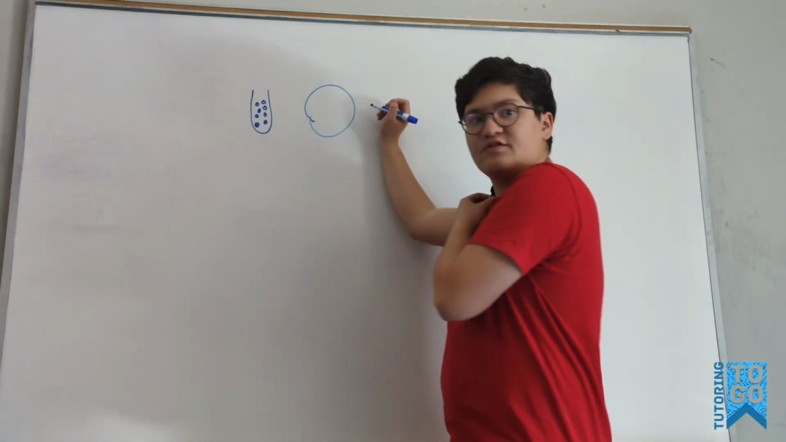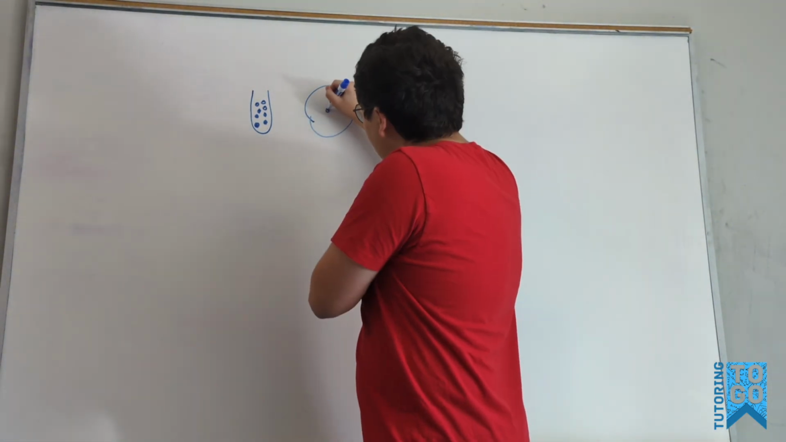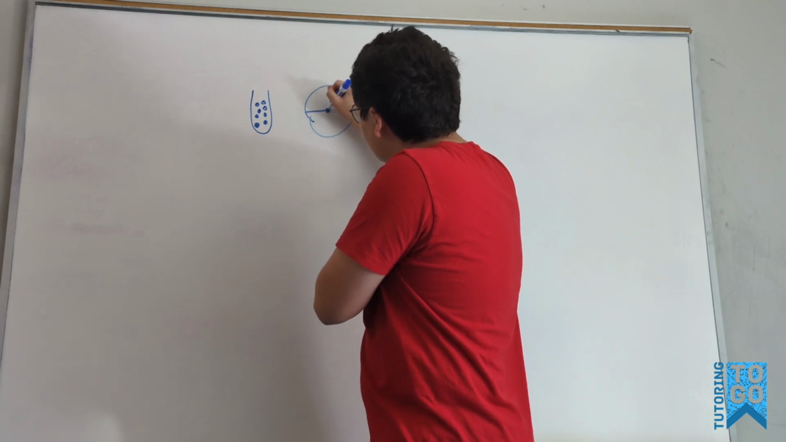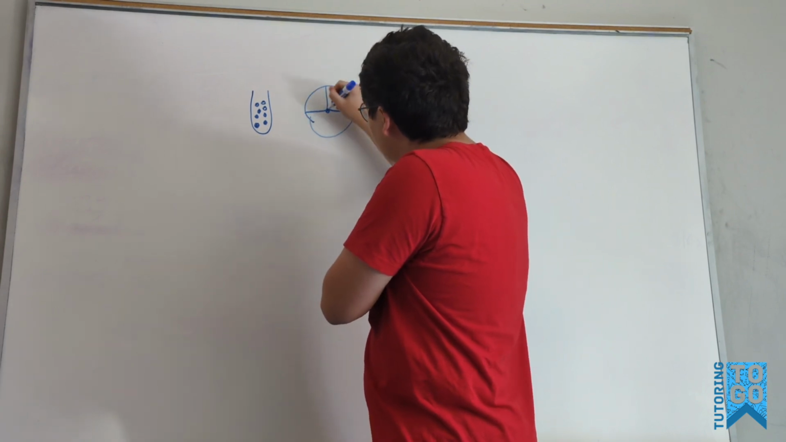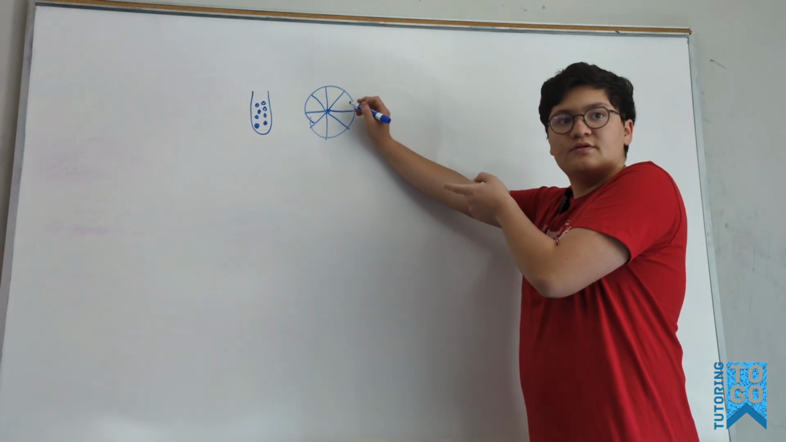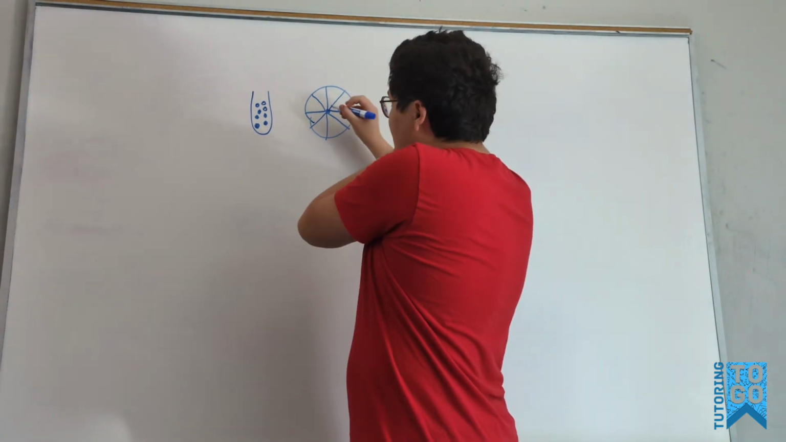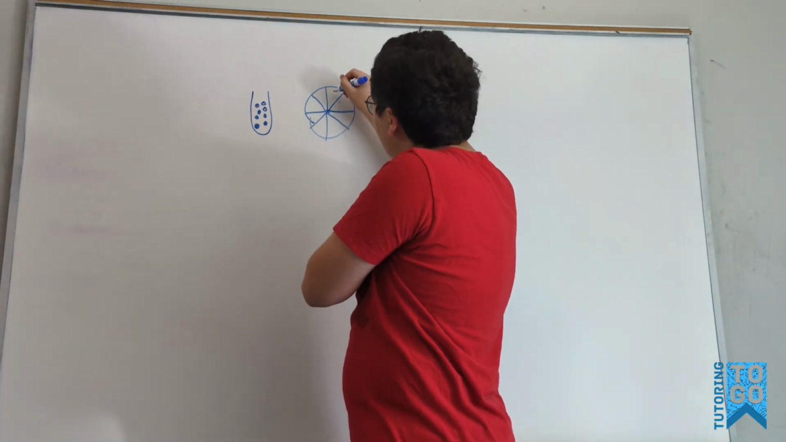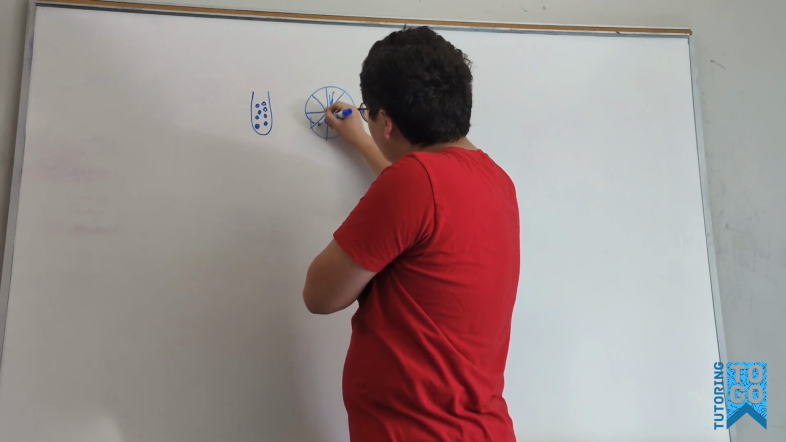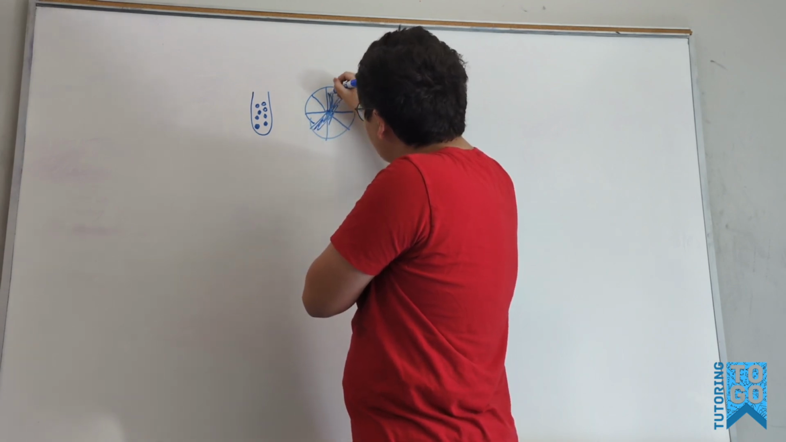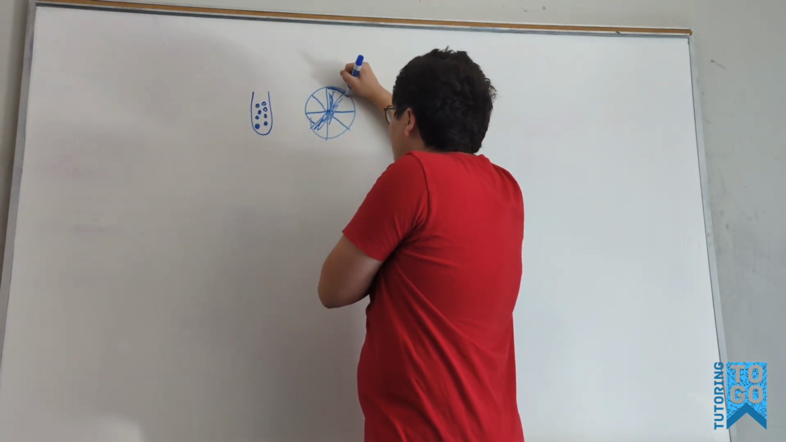So let's imagine like a spinner. It's pretty simple. So we've got this, and I'll just divide this into 8 parts. Okay, so this spinner here, this circle here is divided into 8 parts. So since we have 5 blue marbles, I will shade in 5 of these blue, and I'll leave the rest white because we've got 3 white marbles.